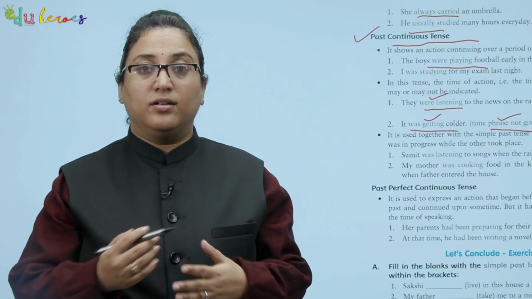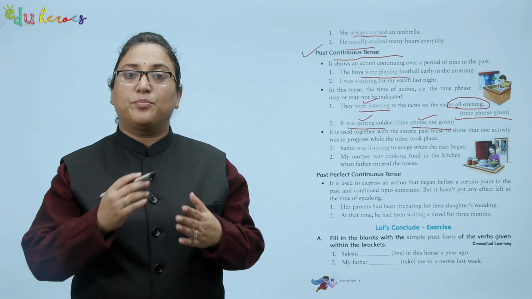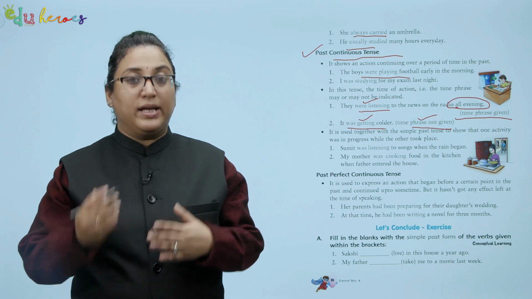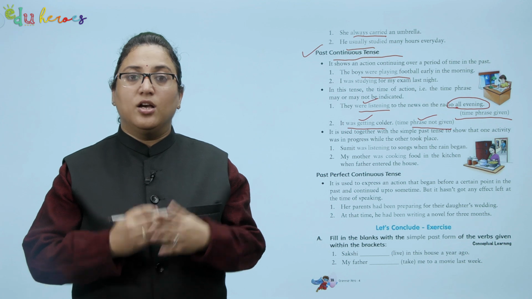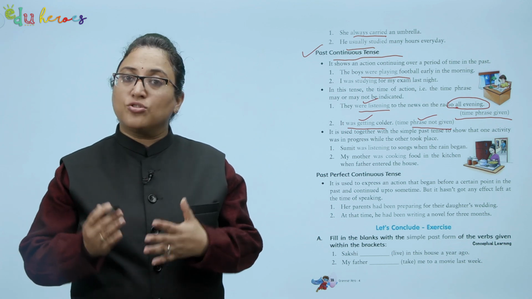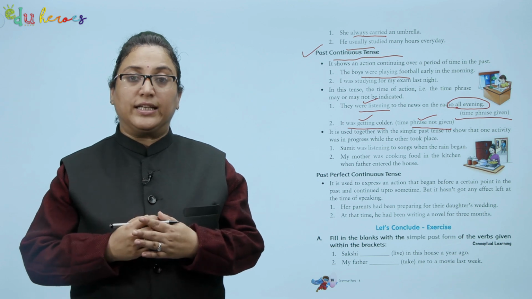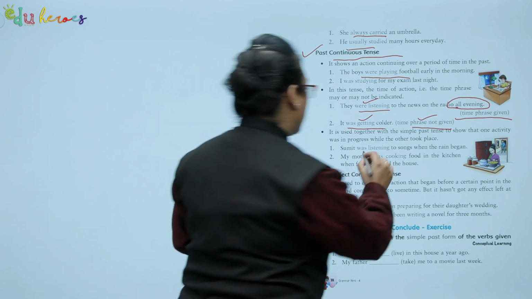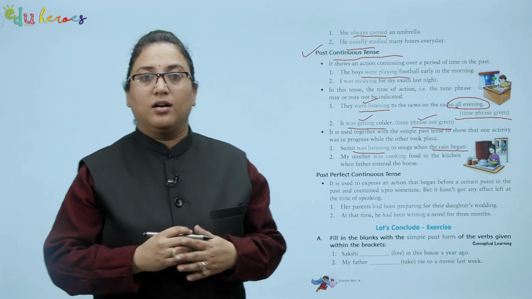It is used together with the simple past tense to show that one activity was in progress while the other took place. दोनों activities साथ साथ में हो रही हैं. Sumit was listening to songs when the rain began. Here two actions are taking place. One, Sumit was listening and rain began.